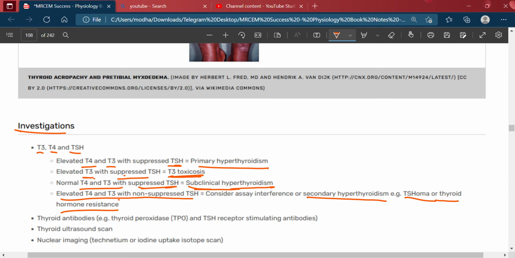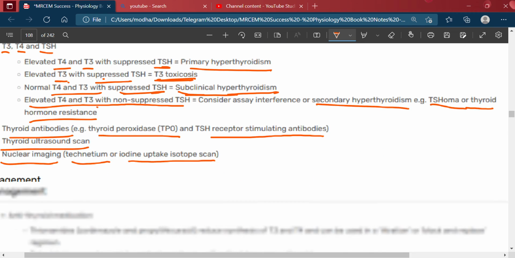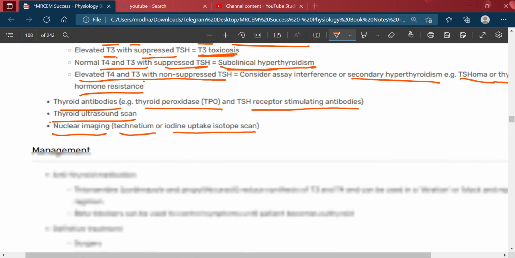Then thyroid antibodies, thyroid peroxidase (TPO) and TSH receptor stimulating antibodies. Then the thyroid ultrasound scan and nuclear imaging, technetium or iodine uptake isotope scan. That we have to do.